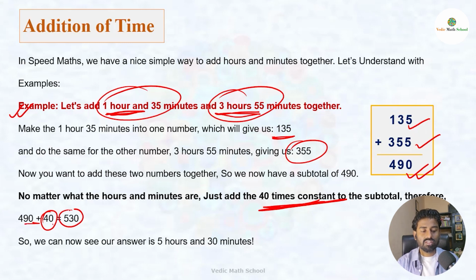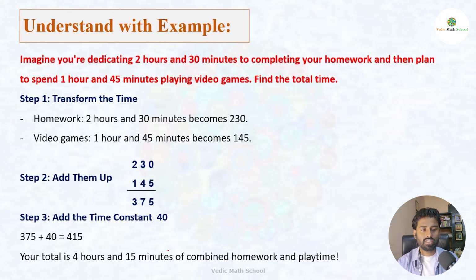So the first digit gives you the hours, and the last two digits are the minutes. So what is the total time? 5 hours 30 minutes. So we don't have to do anything else. Simply add the numbers as they are, then add the 40 and you will get the answer. Let's take one more example.